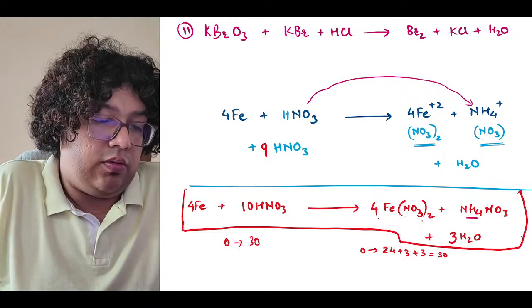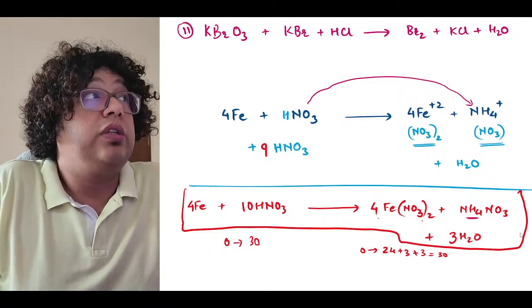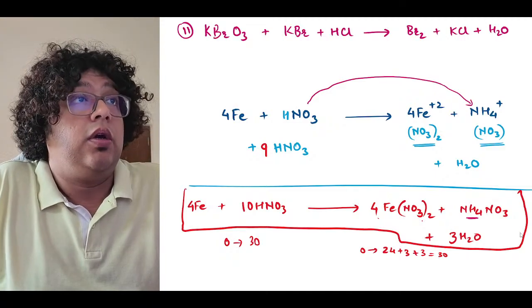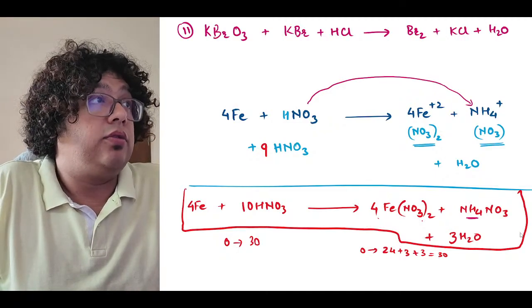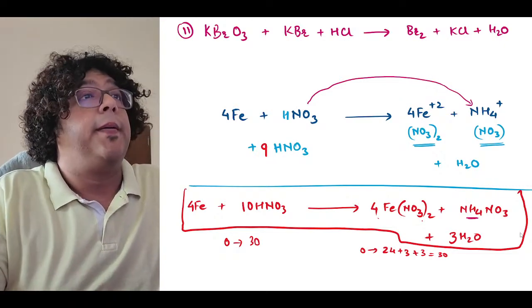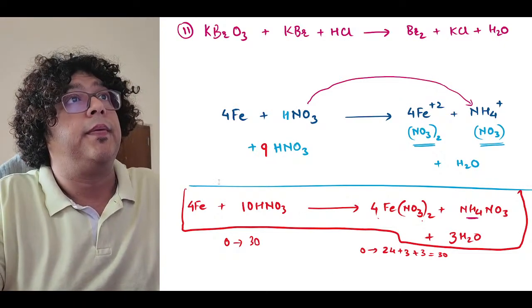Could you explain the adding HNO3? You understood that part, right? The HNO3, which is just to cancel out the ions or compensate the ions on the right hand side. Oh, so you can just add HNO3. So could you explain that?